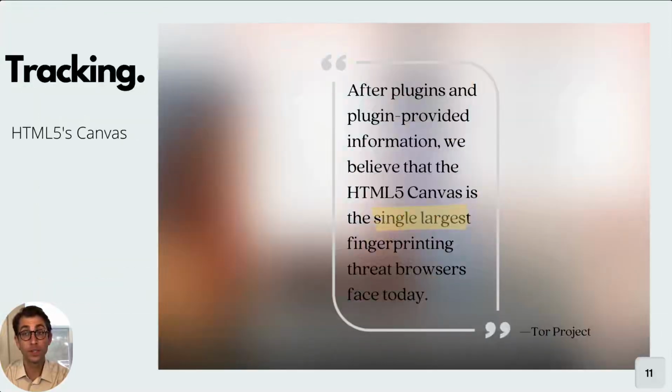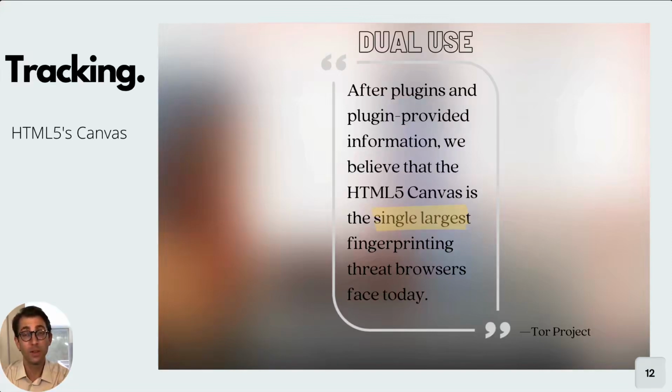The Tor project said that canvas fingerprinting, following plugins and plugin provided information, was the number one threat that browsers face in terms of a privacy loss. Part of the reason the canvas is so tricky in terms of it being a tracking vector is that it's a dual-use technology. The same mechanism that makes tracking possible also makes useful functionality possible.